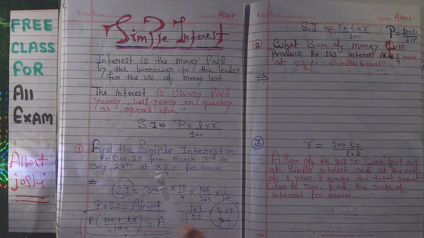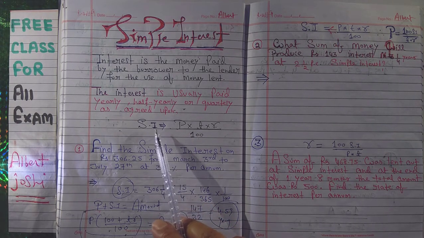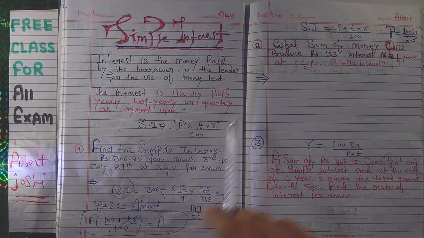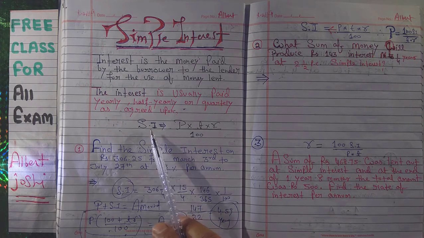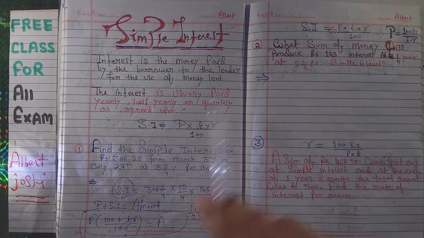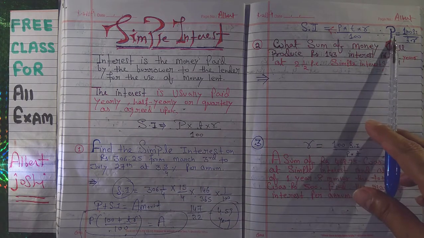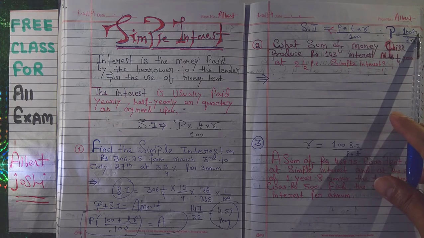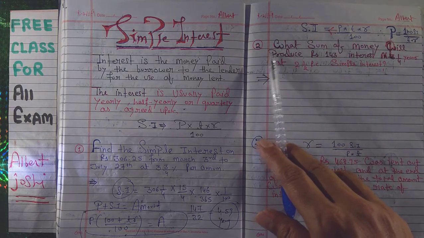Now the second question: suppose you are given the simple interest but you have to find the principal. Then this value will be here and the other value will come here. In this condition your P will be 100 into simple interest upon T into R. So we will explain with the help of this example.